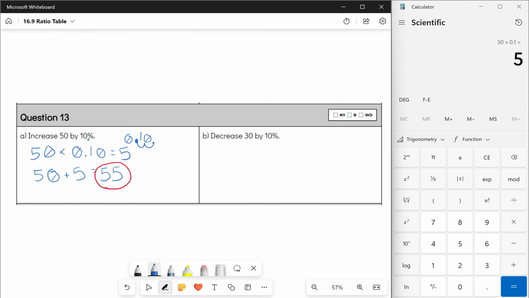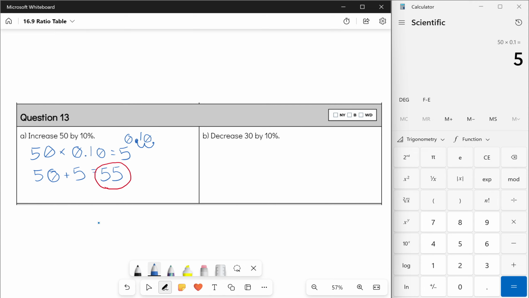So increase 50 by 10%. First, we found out what was 10% of 50. To do that, our base number, 50, times the decimal version of the percent, 50 times 0.10. Calculator told us 5, and then we added that 10% of 50 onto the base number. 50 plus 5 equals 55.